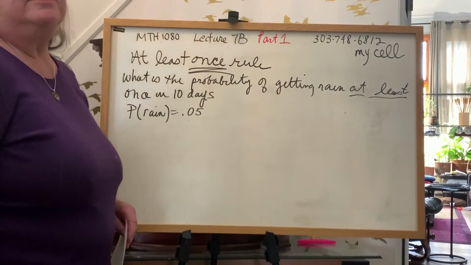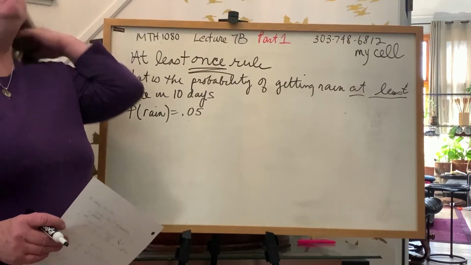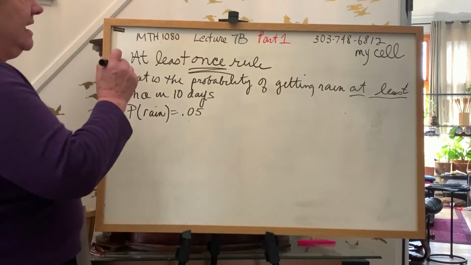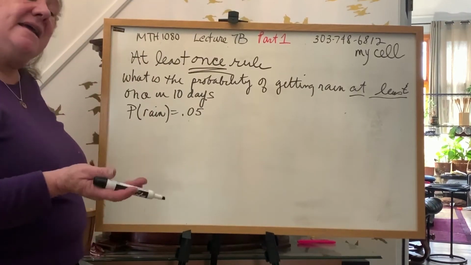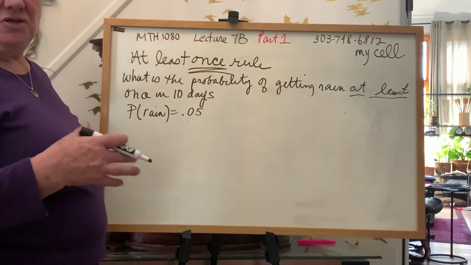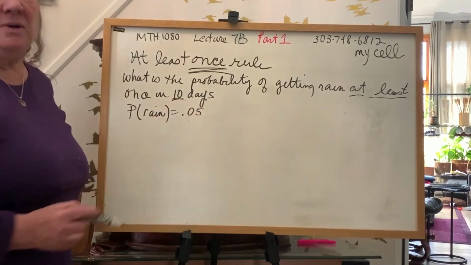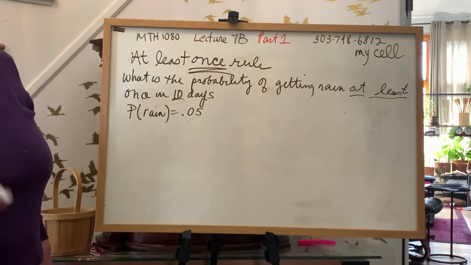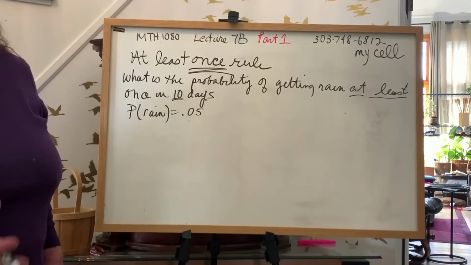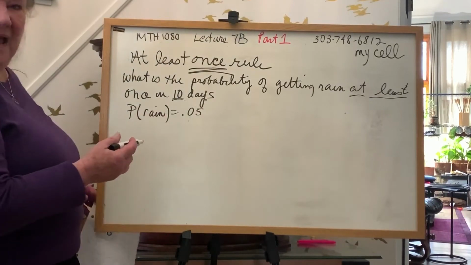Next thing I'd like to cover is the at least once rule. The body of the problem must say the exact words "at least once." And if it says that, then there's a handy dandy little formula that you can use. Sometimes it's just as easy to go through the tree, but I'm going to show you this example because we're talking about 10 days. So you obviously don't want to make a tree with 10 picks or 10 branches. It would be much too tedious and difficult.